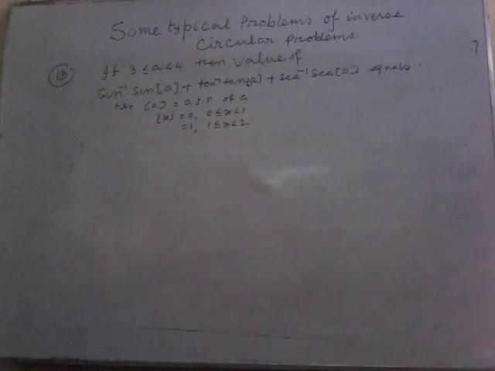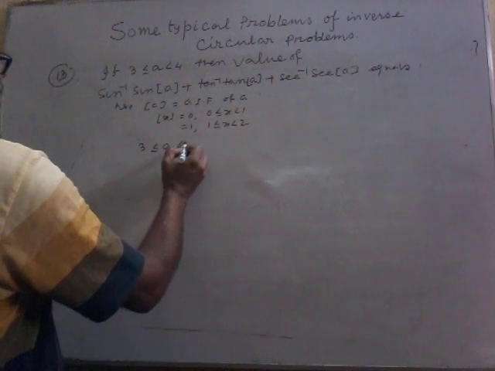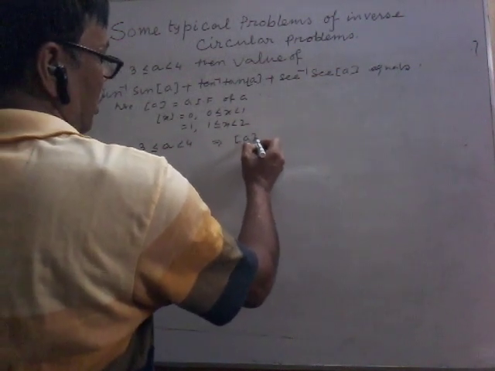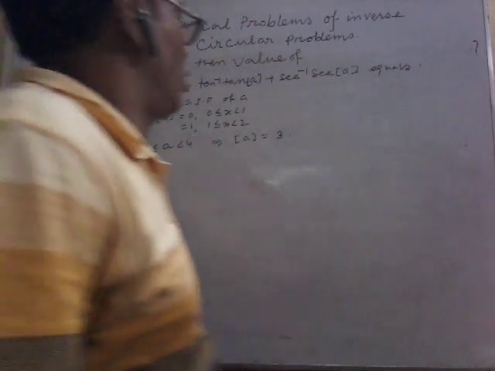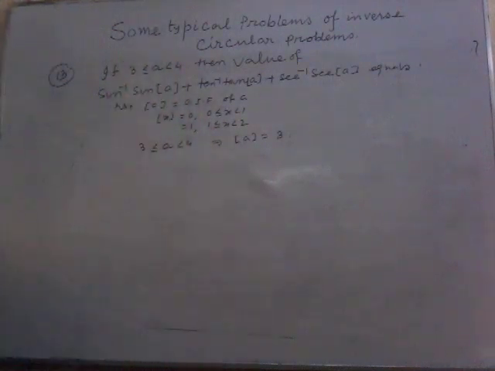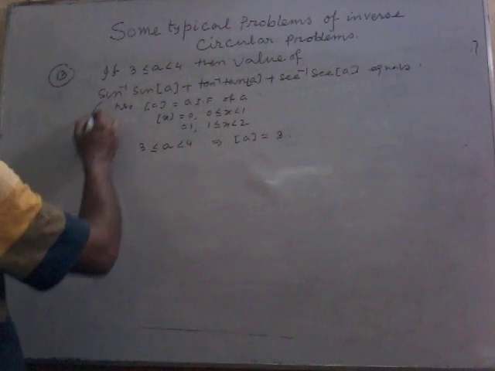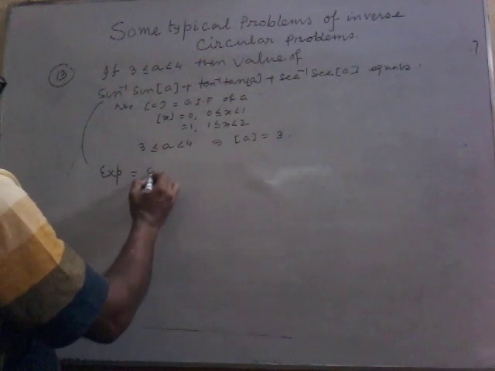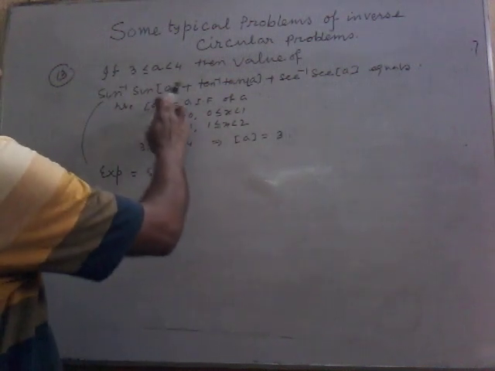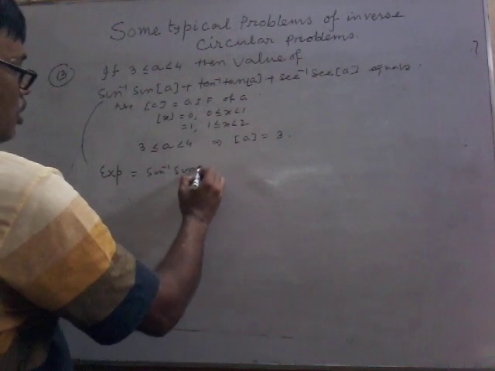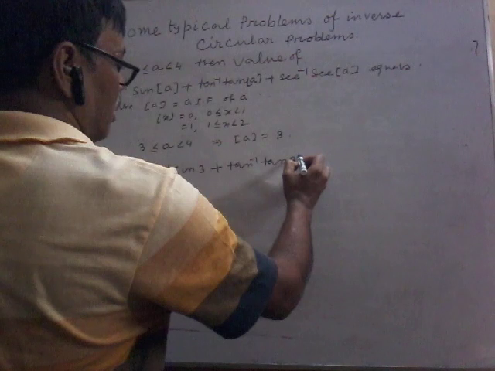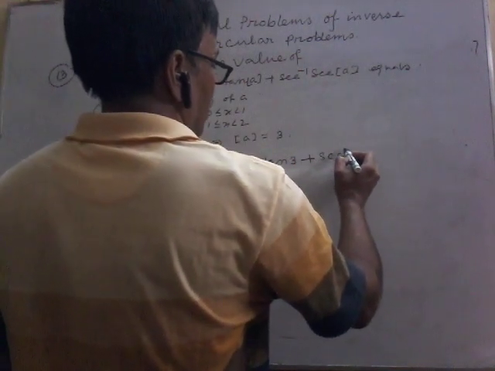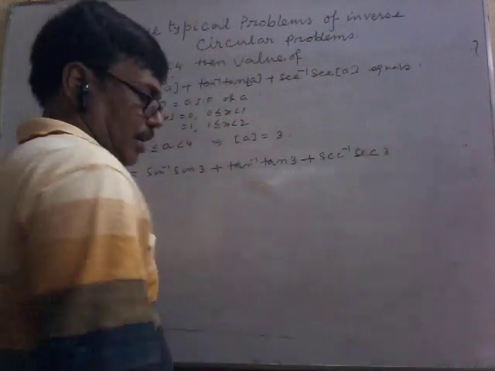So look, here a lies between 3 and 4. So 3 less than or equal to a less than 4 implies [a] is 3, because 3 is included and 4 is not included. So this bracket is the greatest integer function. Consider the expression: sine inverse sine 3, where 3 means 3 radian, plus tan inverse tan 3 radian, plus sec inverse sec 3 radian.